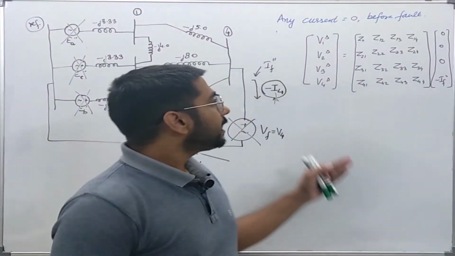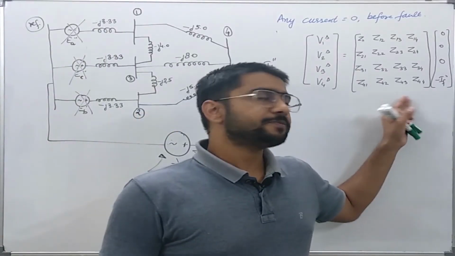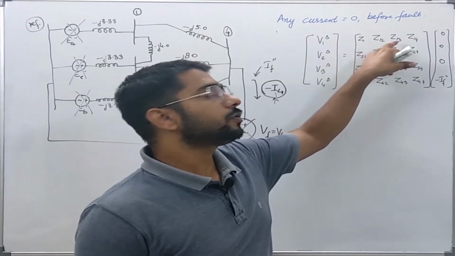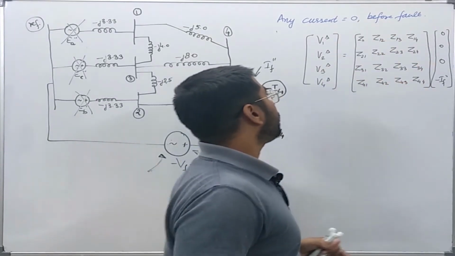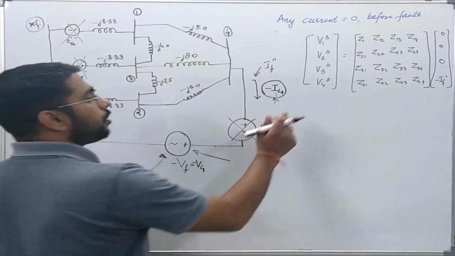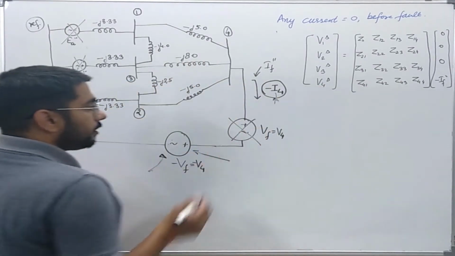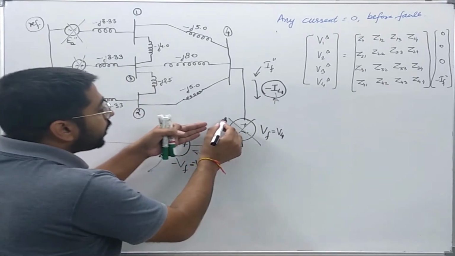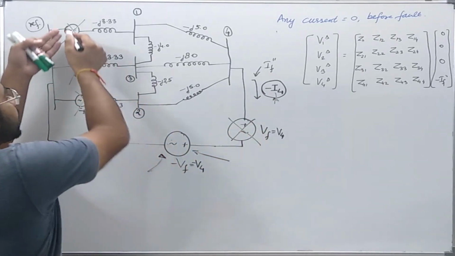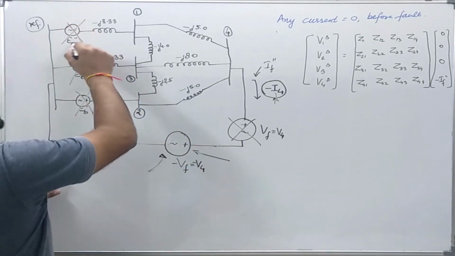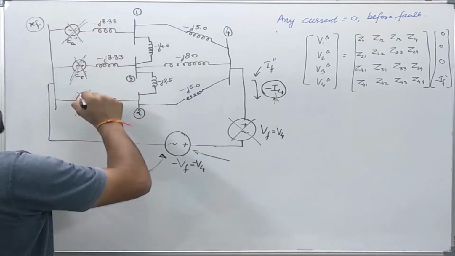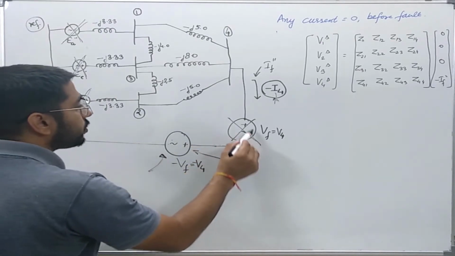Now I have expanded the bus impedance matrix in terms of Z11, Z12, Z13, Z14 like this for every node. You know that we have deactivated all other voltage sources or current sources available in the network. That is, I have disconnected them or made them equal to 0. This is 0, this is 0, this is also 0.